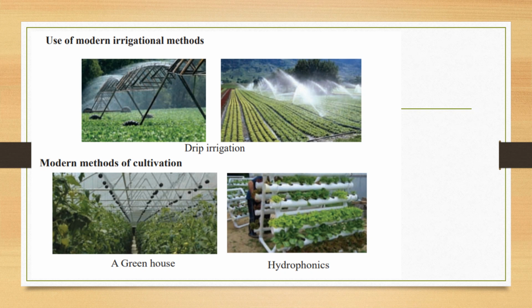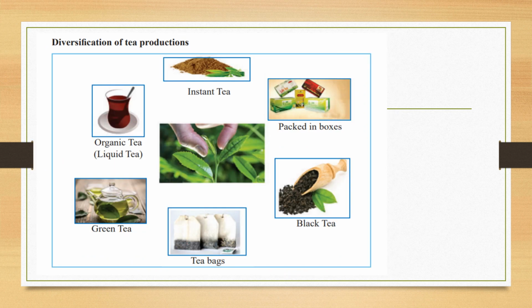Hydroponics is a method that is used in a small area. Right? So here they are using pipes. Within a small area, they can do it efficiently. And the diversification of tea productions, for example, instant tea, packed in boxes, black tea, tea bags, green tea, organic tea. So this will attract the consumers, right?